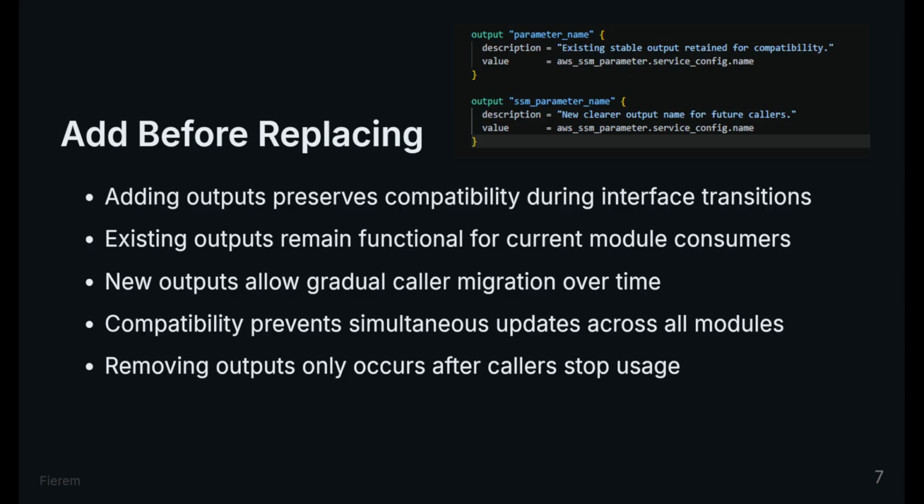A safer module change adds the new output first. The old output stays available during migration. Callers can move at different times. The interface stays compatible across versions. Deletion happens only after callers stop using the old name.